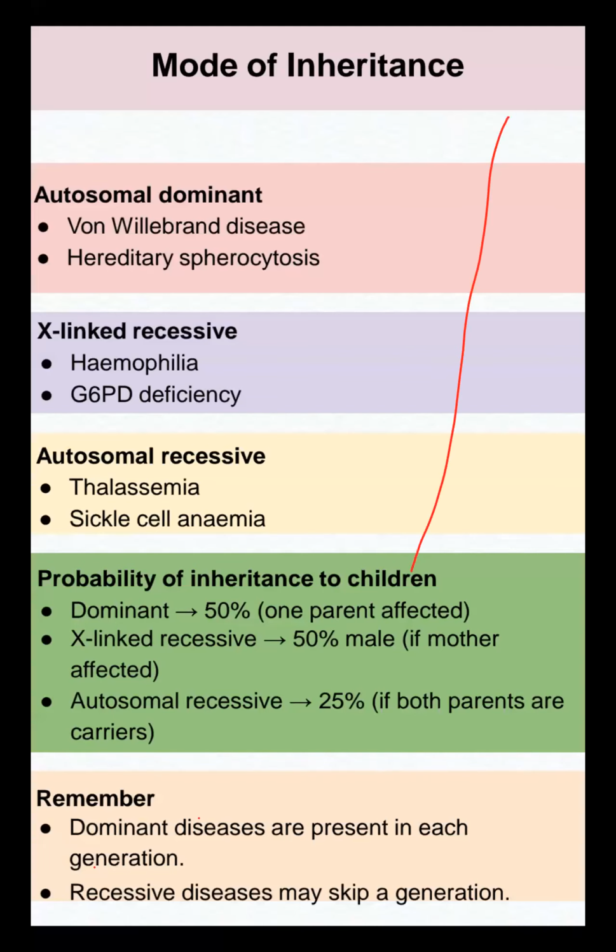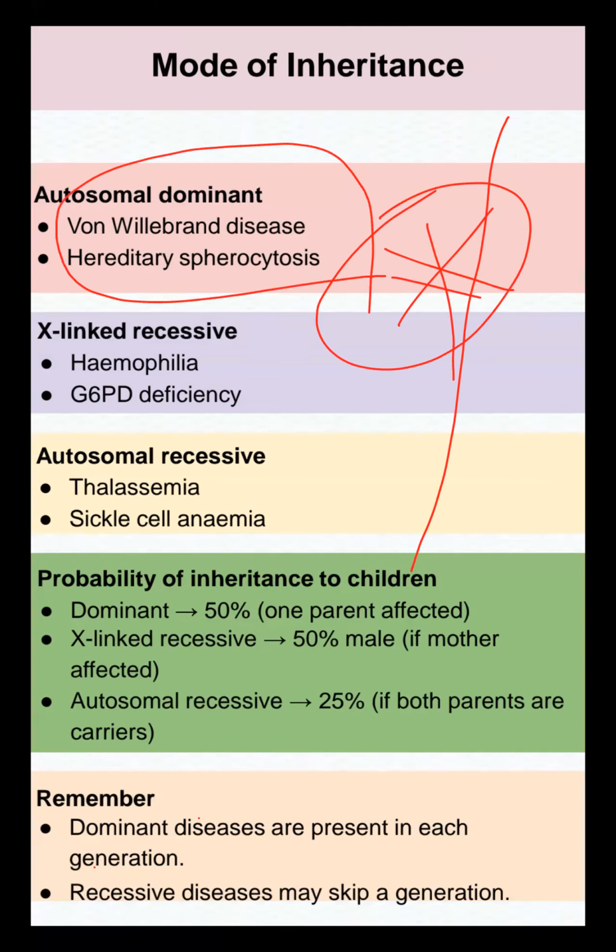For MOS candidates and every candidate, remember autosomal dominant diseases: von Willebrand disease, hereditary spherocytosis. X-linked recessive: hemophilia and G6PD deficiency. From this they ask what is autosomal dominant, what is X-linked recessive, and autosomal recessive: thalassemia, sickle cell anemia. Just strongly and blindly remember this.